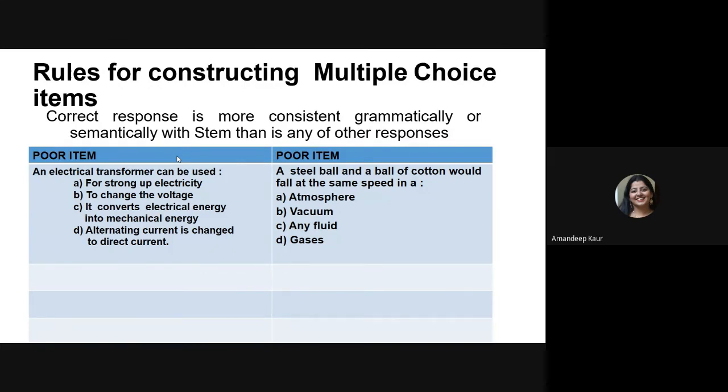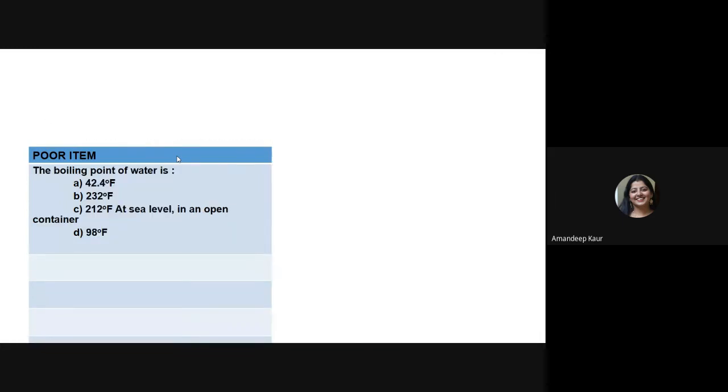Another example of a poor item is: a steel ball and a ball of cotton would fall at the same speed in a, it means atmosphere is not the right answer, vacuum, any fluid or gases. So grammatically, the options given by the teacher are not accurate.